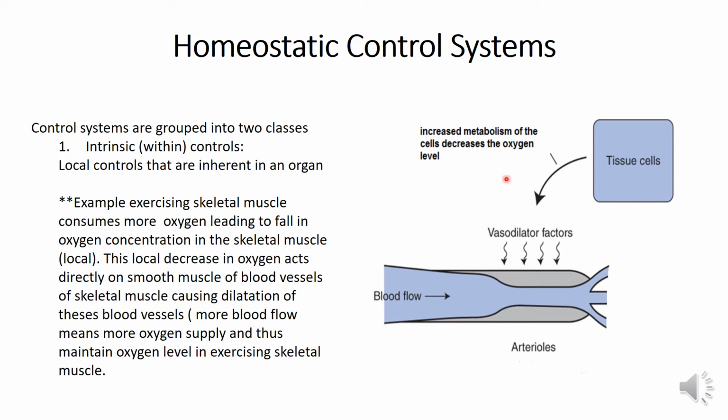Exercising muscle consumes more oxygen, and this will lead to a decrease in oxygen level in the exercising muscle. And this decrease in oxygen will lead to vasodilatation. It means an increase in the diameter of the blood vessel. Increase in diameter of the blood vessel will lead to more blood flow. And this more blood flow is needed for the exercising muscle.